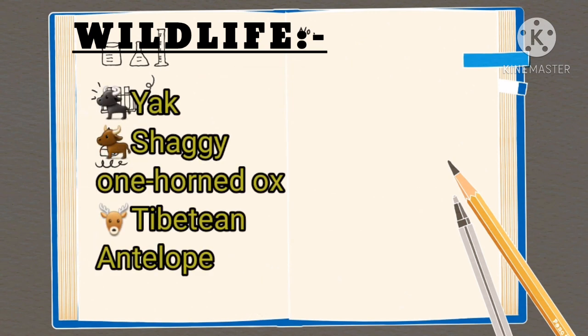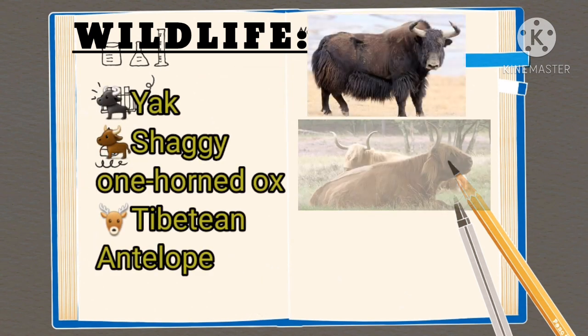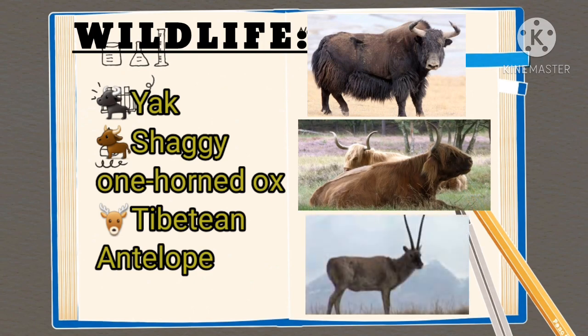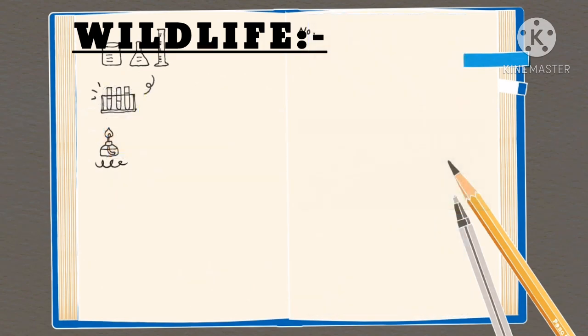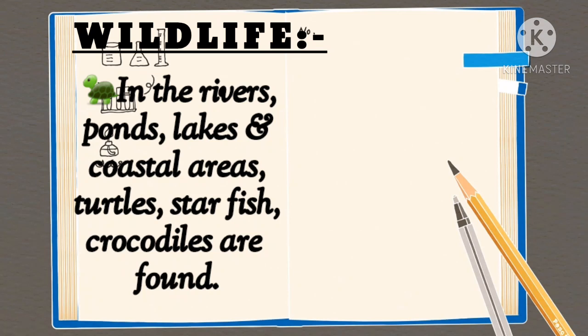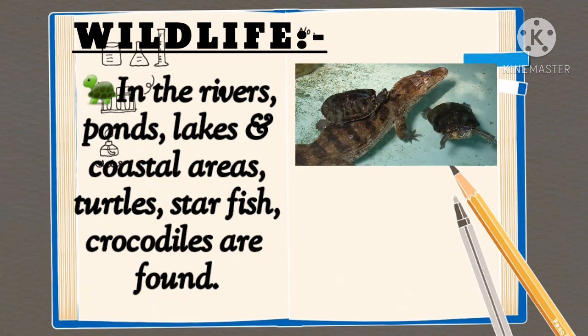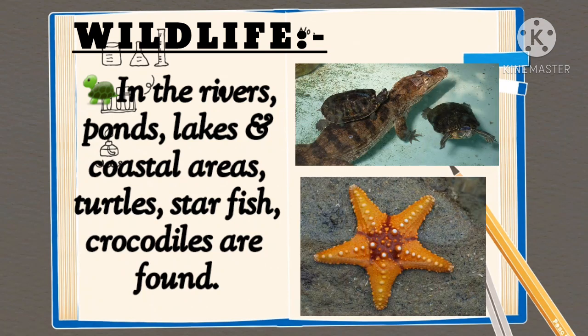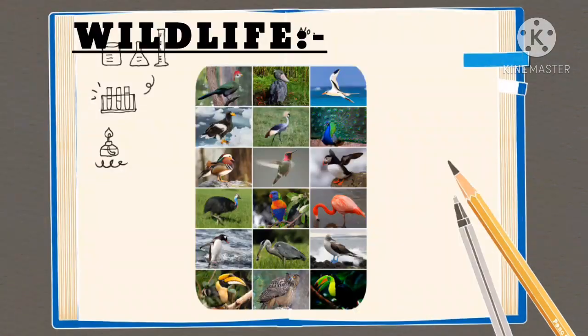Ladakh's freezing high altitudes are home to yak, shaggy wild-horned ox, Tibetan antelope and many more. In the rivers, ponds, lakes and coastal areas, turtles, crocodiles and starfish are found. Peacocks, pheasants, ducks, parakeets, macaws, cranes, sparrows, woodpeckers and pigeons are some of the birds inhabiting the forests and wetlands of the country.